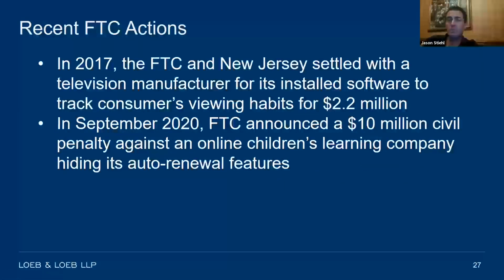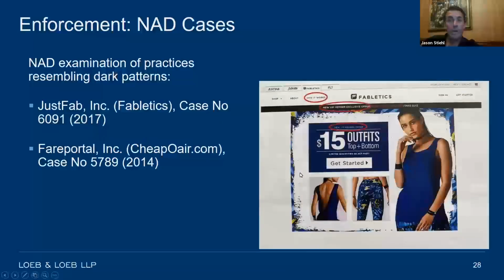In addition, there have been FTC actions in the past few years. In 2017, there was a television manufacturer regarding its smart software installed that would track consumer habits. That settled for $2.2 million. And last year, the FTC announced, and this is the auto renewal we were talking about, the ABC Learning case, ABC Mouse case. They settled for $10 million in that case. And with that, I'll turn it back over to David to talk about some of the recent NAD actions.